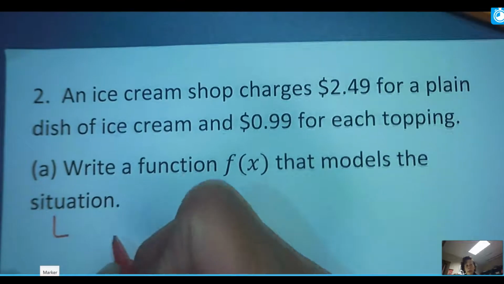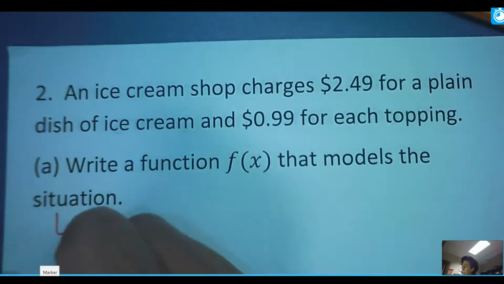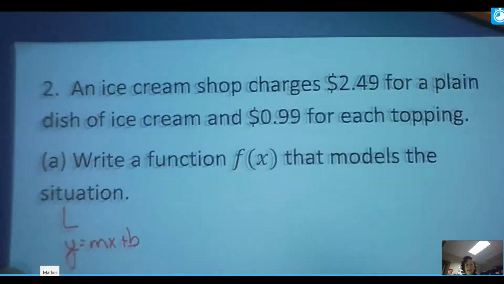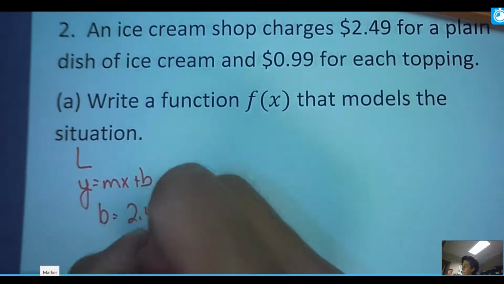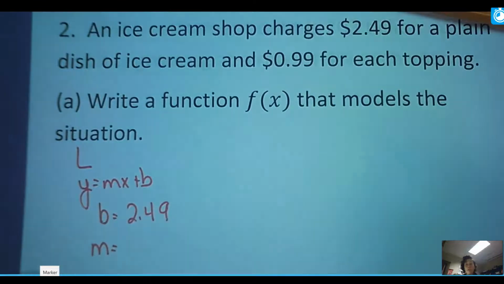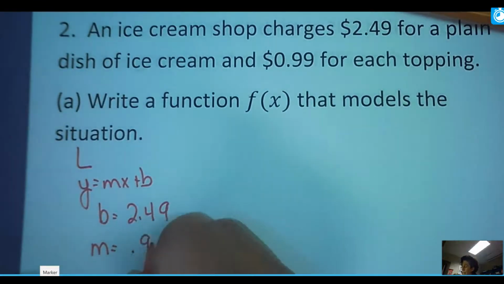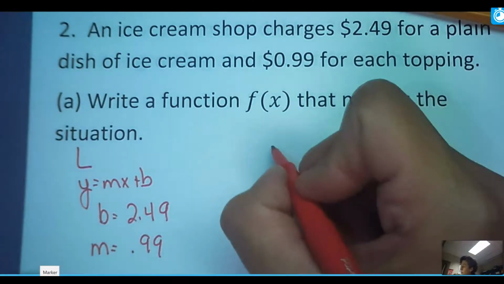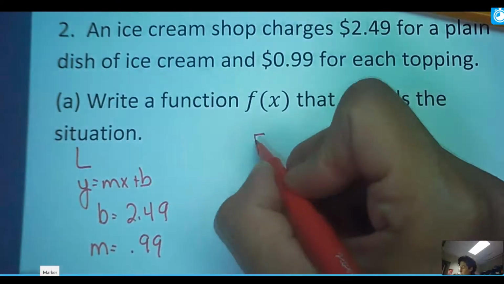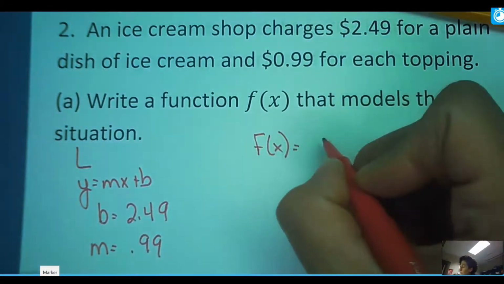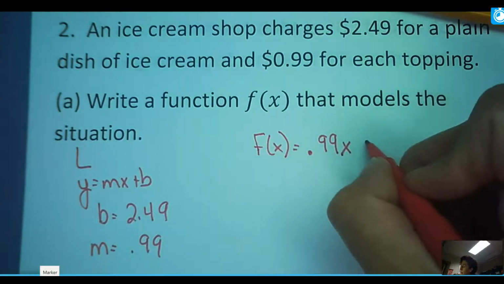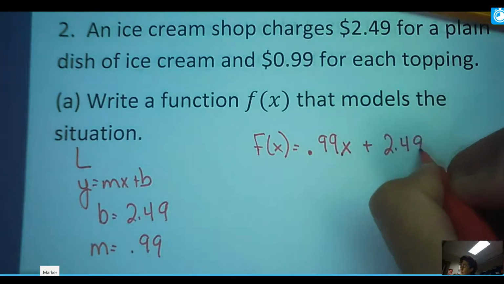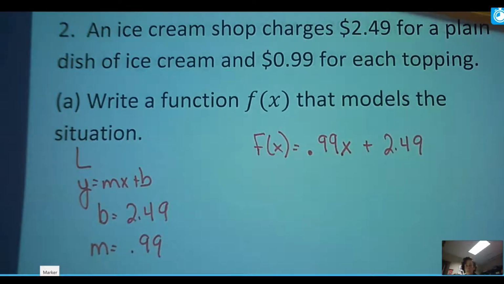So I've written 2A on my paper. Here is our linear format. I need the beginning amount, which is the $2.49, and then I need m, how much they're going to add each time, so that's 99 cents. So when I write my function, I'll use f of x instead of y. It goes mx plus b. That's the model. That's the final answer to 2A. And again, you've labeled 2A on your paper.